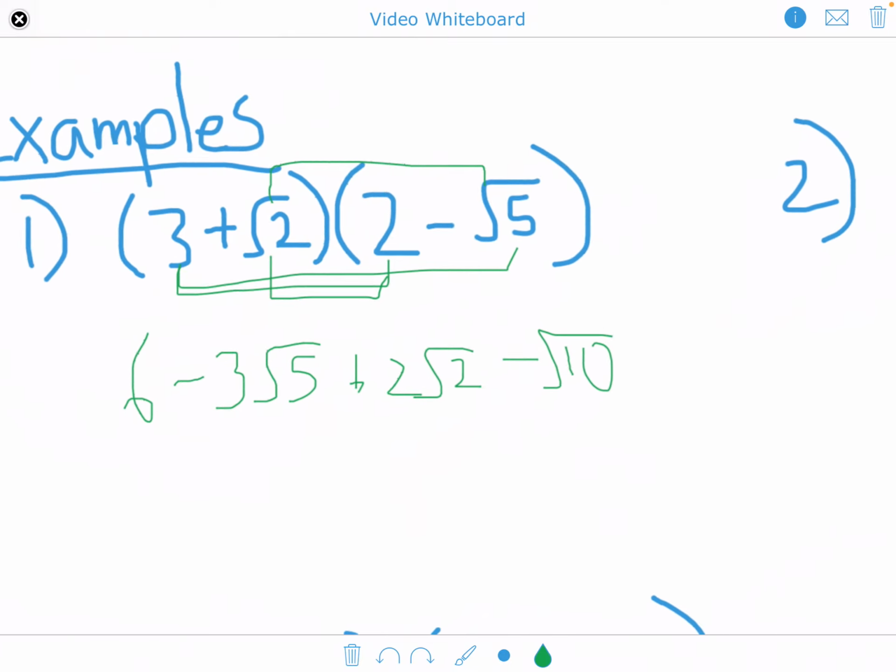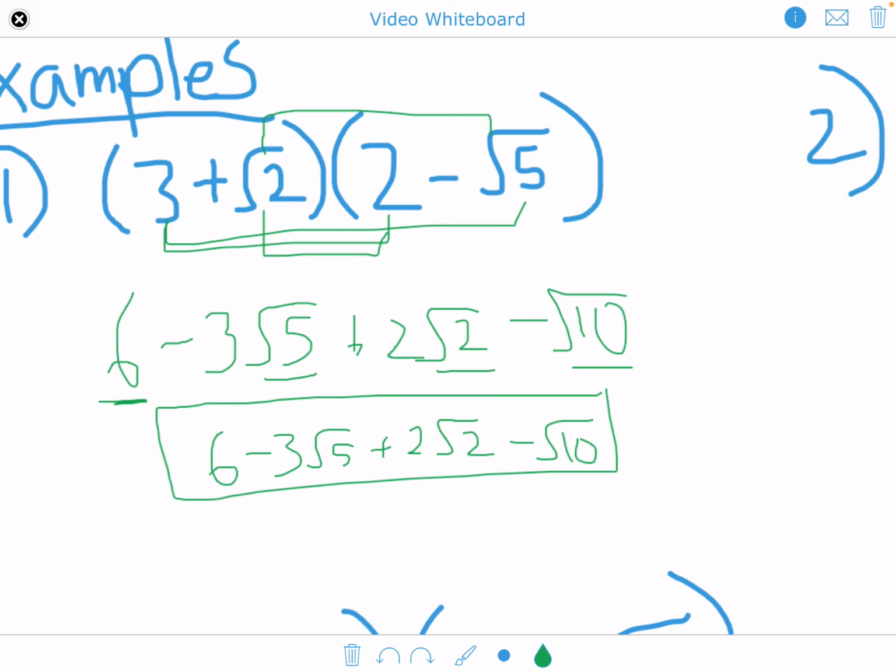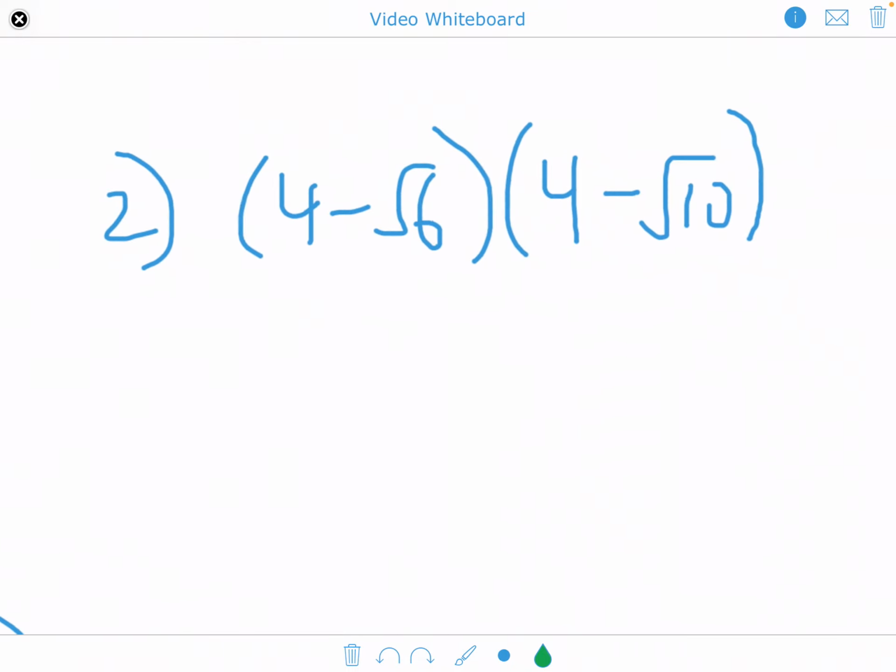Now we just have to take a look at what we have and ask ourselves, is there anything we can simplify? Essentially the answer here is no. We have a solid number, a root 5, a root 2, and a root 10, and these just do not combine. So our final answer is simply what we already have: 6 minus 3 root 5 plus 2 square root 2 minus the square root of 10. Box that, walk away.